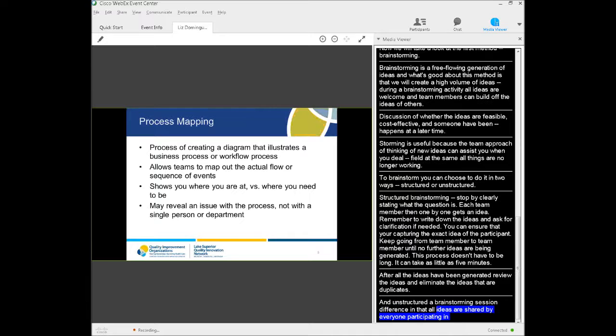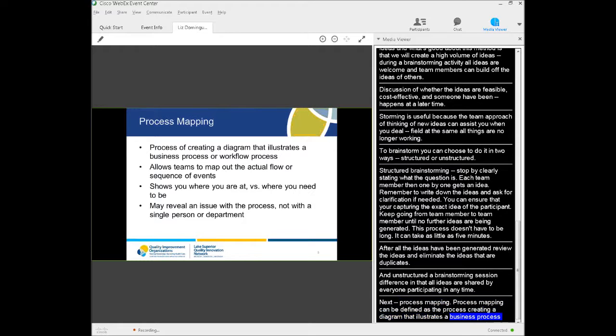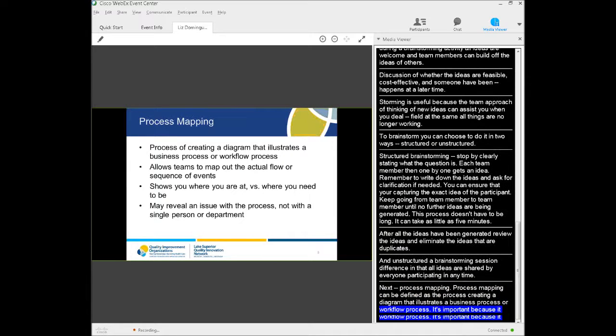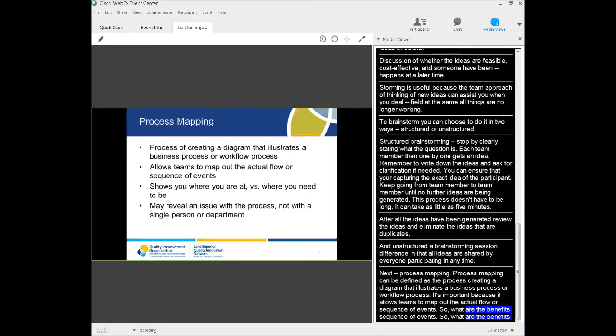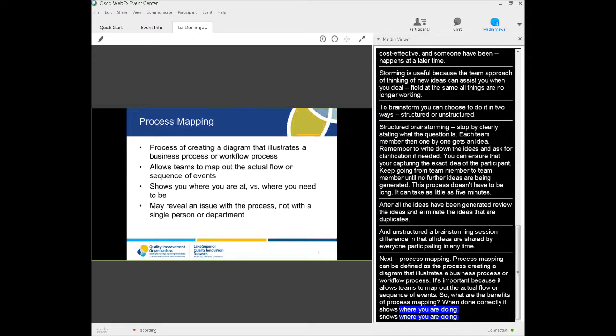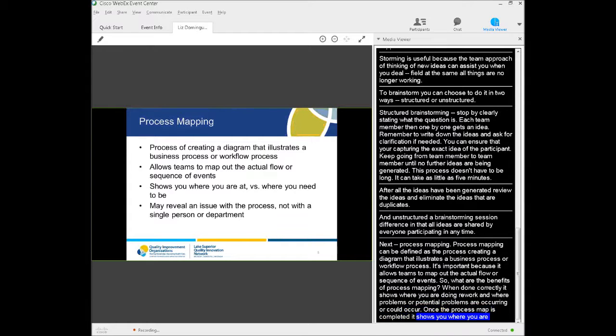The next method we'll look at is process mapping. Process mapping can be defined as the process of creating a diagram that illustrates a business process or workflow process. It's important because it allows teams to map out the actual flow or sequence of events. So what are the benefits of process mapping? When done correctly, process mapping shows where you are doing rework and where problems or potential problems are occurring or could occur. Once the process map is completed, it also shows you where you are currently at, which will enable you to better identify where you need to be.